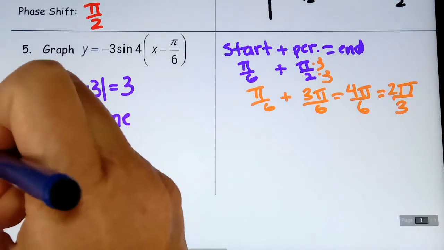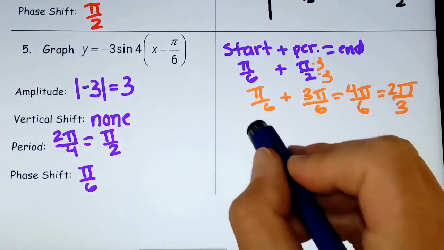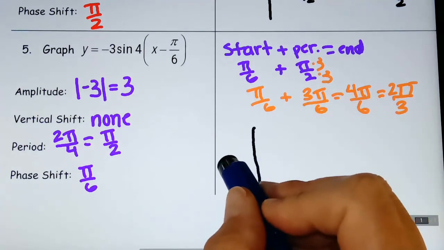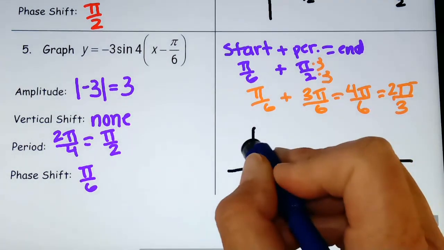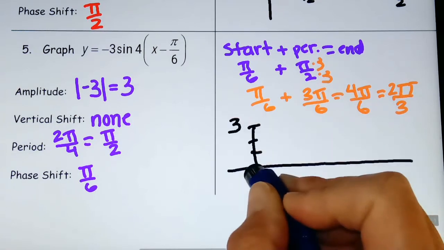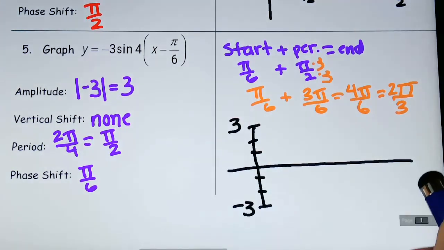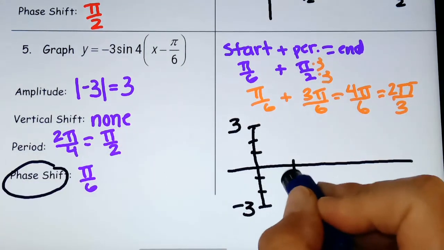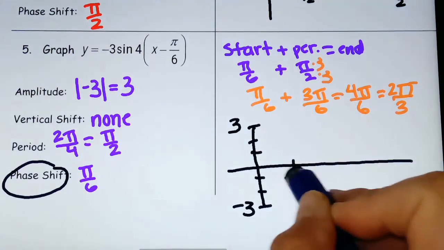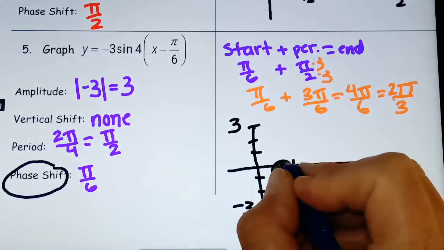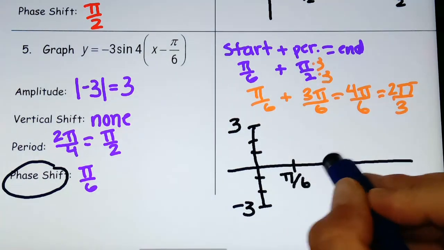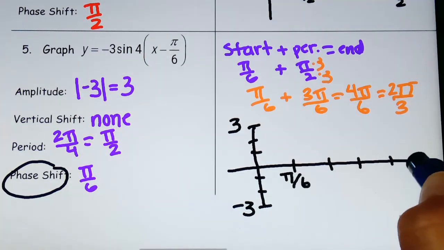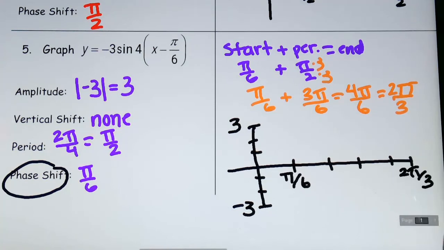So let me draw my graph in. I have no vertical shift, so I'm just going to put it here. I am going up 1, 2, 3, and down 1, 2, 3. And then I'm starting at my pi 6, which is my phase shift. Okay, that's where I'm starting. Pi 6. So that's 1, 2, 3, 4, 5. I always have 5 marks, start to end. And my end is going to be 2 pi thirds.